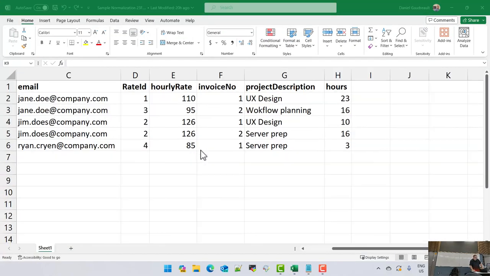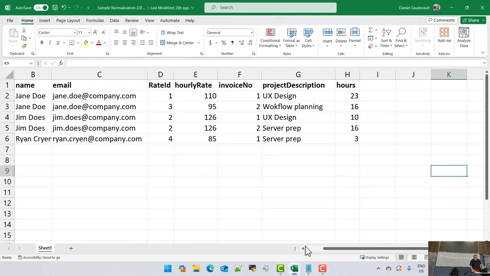Now, this is going to be my example for my normalization exercise. It's pretty much the same concept as we did last time, except it's not coming out of a textbook. I pulled it out of my head.